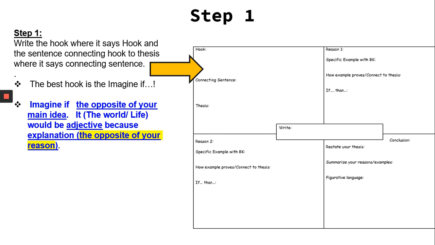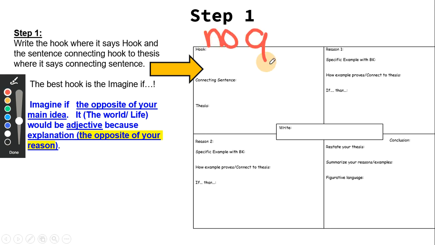Box 1 and 4, so it's your introduction and conclusion. So first, you write the hook where it says hook, and the sentence connecting your hook to your thesis where it says connecting sentence. So we want to stay away from questions. Okay? So no questions.